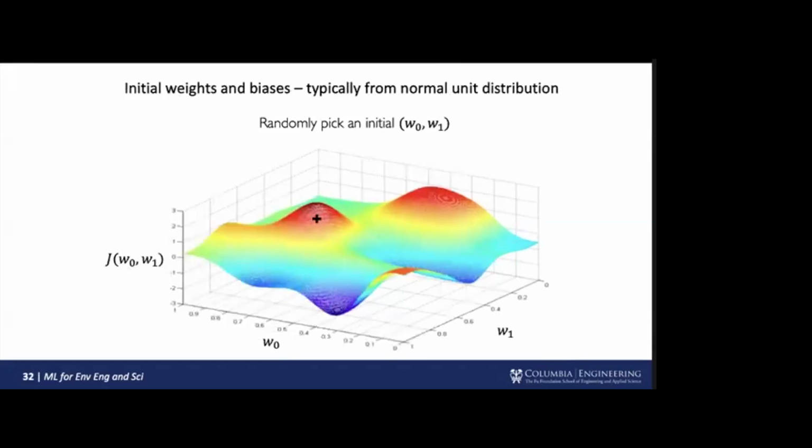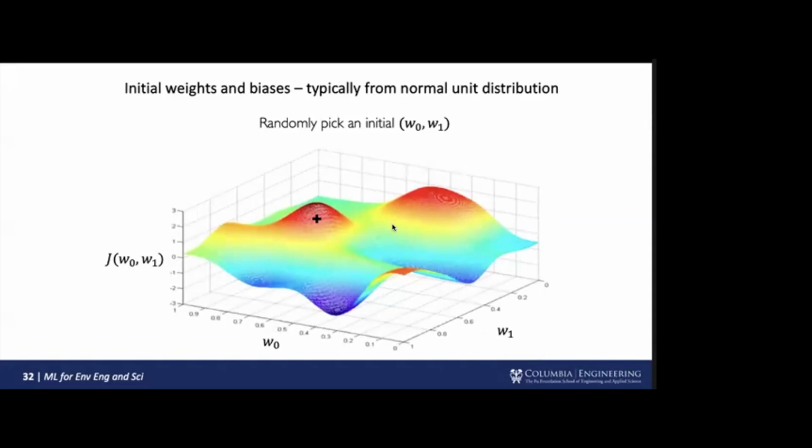Okay, so training starts by choosing initial weights and bias. Let's start from this cross sign here. We already picked these values randomly. We pick a point, often from a normal distribution. So on this plot, that corresponds to choosing a random starting point on the loss surface.